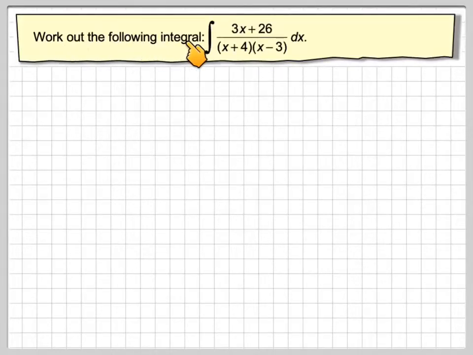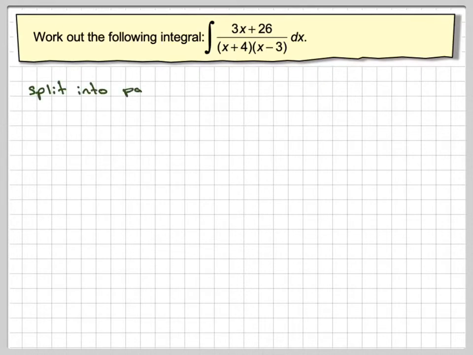Work out the following integral. The integral of (3x + 26) over (x + 4)(x - 3) dx. Here, this is a quadratic which has already been factorised into two linear factors, and we've got a linear factor on the top, so we should try to do partial fractions.